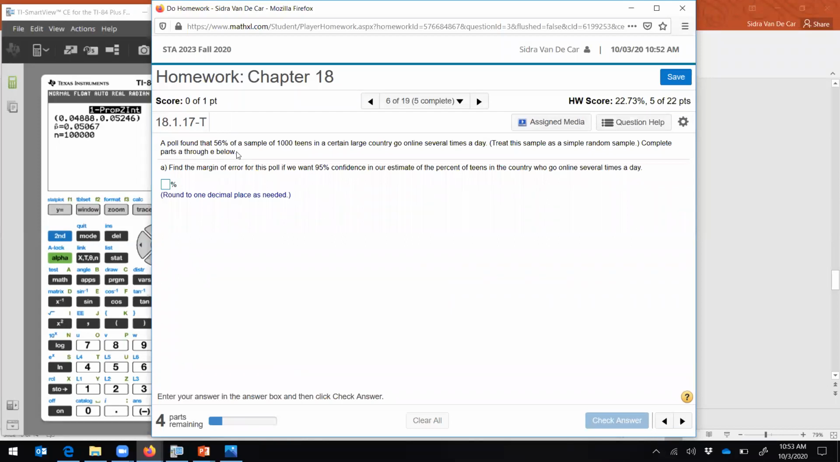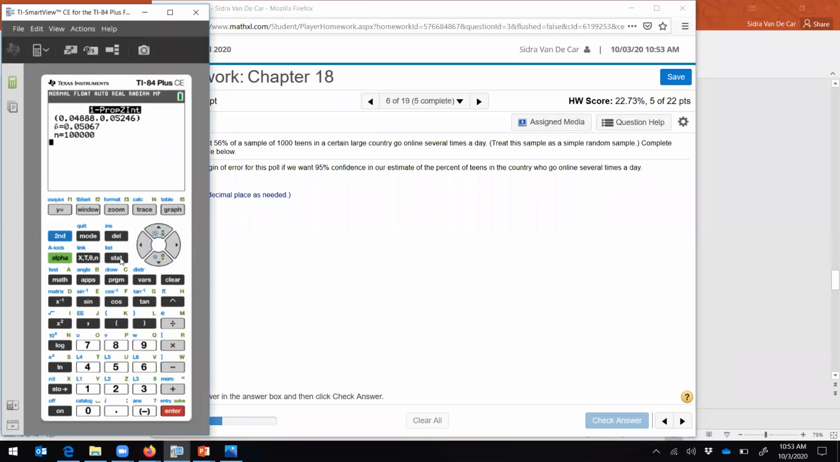A poll found that 56% of a sample of 1,000 teens in a certain city, country go online several times a day. Find the margin of error for this poll if we want a 95% confidence. Okay, again, I can use the formula, but I'm just going to go stat tests down to the A. I'm doing 0.56 of 1,000, 560, and then it's out of 1,000, and I wanted a 95% confidence level.